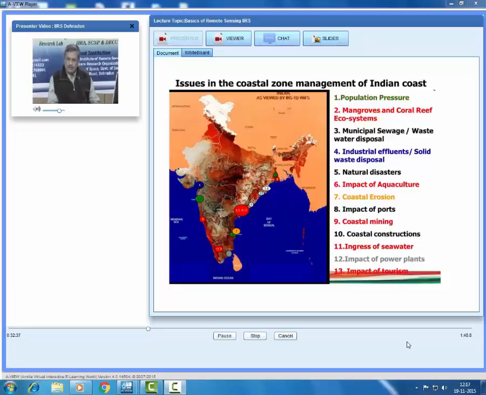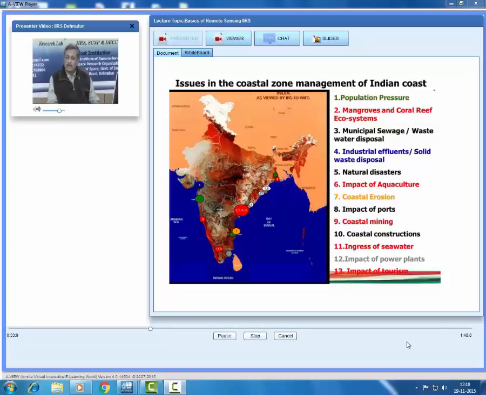Lots of coastal mining activities, sand mining, heavy minerals mining, also aggravate the coastal erosion. Coastal construction and ingress of seawater are very important issues in various parts of the Indian coast, particularly in the southern part and in Gujarat, where the saline water is replacing the fresh water aquifers. The aquifers which were giving us fresh potable water a few years back are now filled up with saline water, and the water is not at all drinkable.